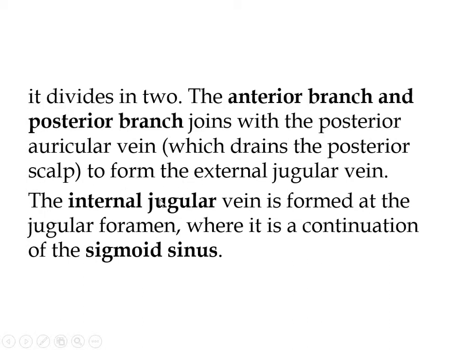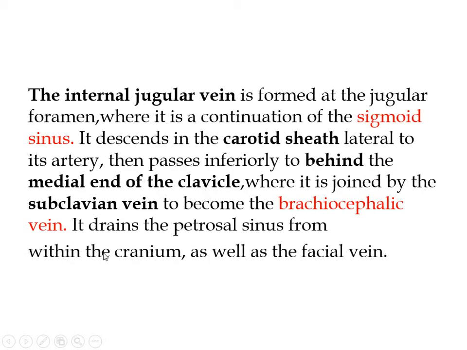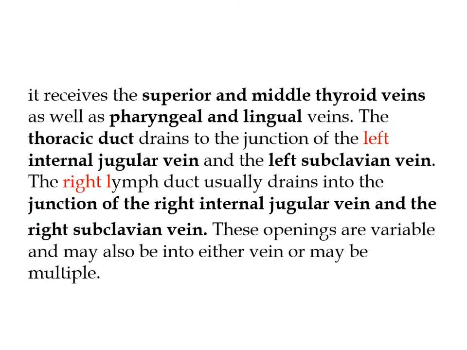The internal jugular vein is formed at the jugular foramen, where it is a continuation of the sigmoid sinus. It descends in the carotid sheath, lateral to its artery, then passes inferiorly behind the medial end of the clavicle, where it is joined by the subclavian vein to become the brachiocephalic vein. It drains the petrosal sinus from within the cranium as well as the facial vein. It receives the superior and middle thyroid veins, as well as the pharyngeal and lingual veins.